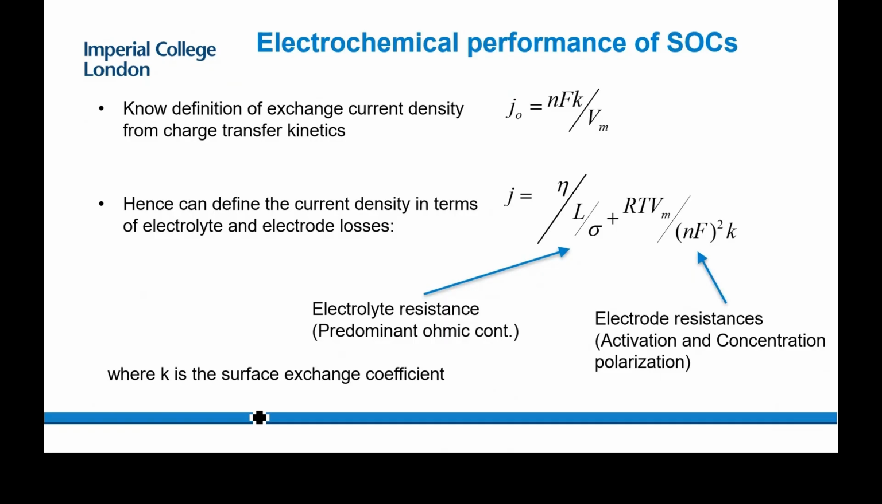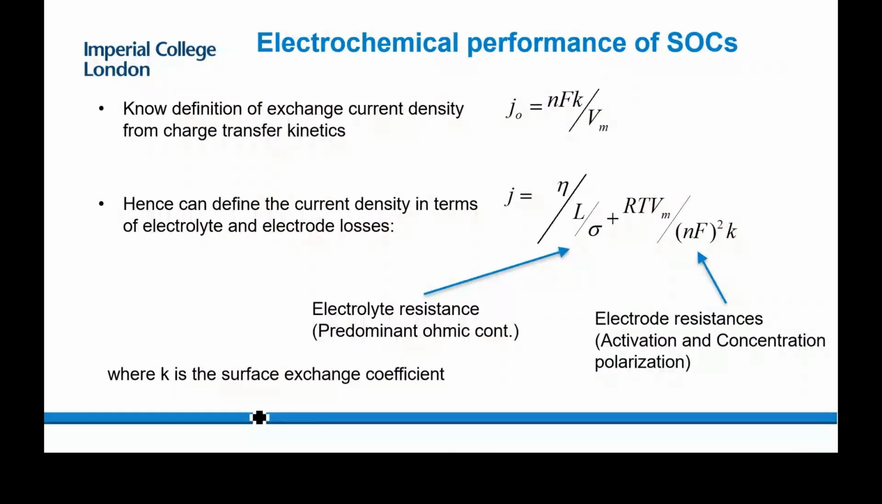That's pretty well it, right? So optimizing electrolytes is simple. You can either reduce the thickness or generate a new material with a higher conductivity, or change the temperature to operate at a higher temperature. That's about it for electrolytes. For the electrodes, which dominate these activation and concentration polarization terms, you've now got this term here, which is RTVM over nF squared K. Okay, so R and T, pretty straightforward. VM we can get from consideration of our lattice. nF, pretty straightforward, which leaves us with K.